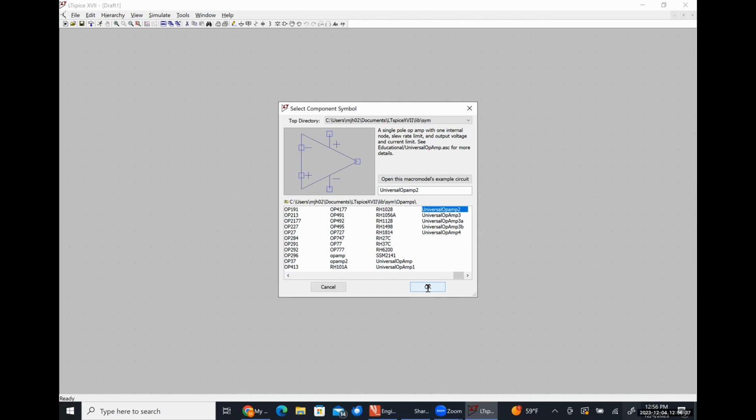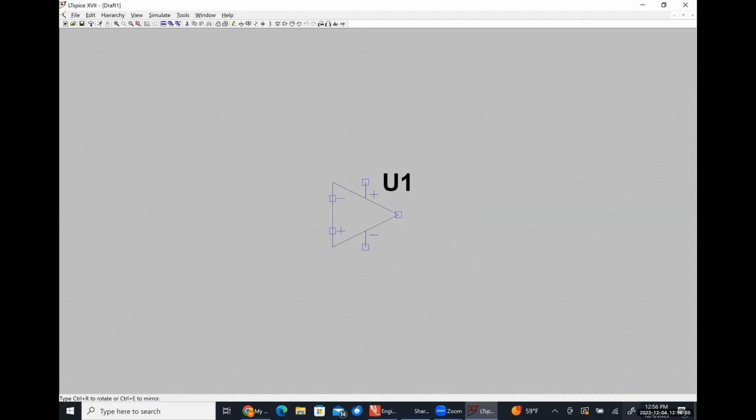All of them are configurable, so we can edit parameters like input resistance, output resistance, open loop gain, gain bandwidth product, slew rate, a whole bunch of other stuff that doesn't make any sense to you guys, and half of it doesn't make any sense to me. But we're going to stick with universal op amp 2 for the intents and purposes of this class. So I'm dropping this guy right here in the middle.